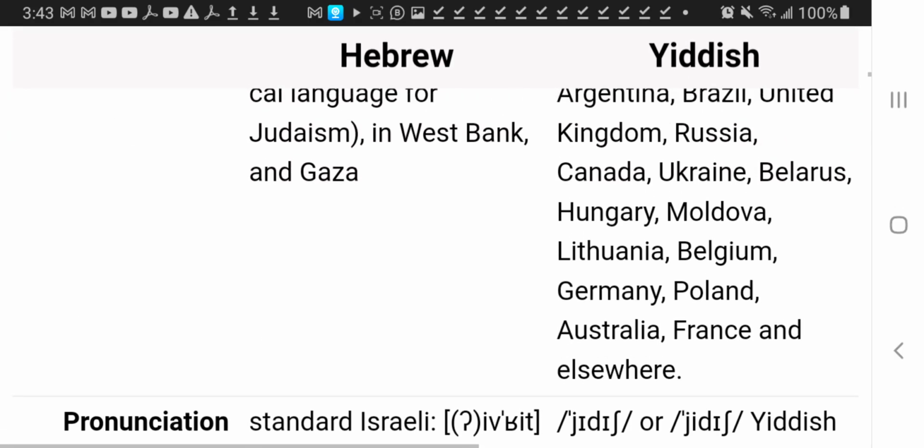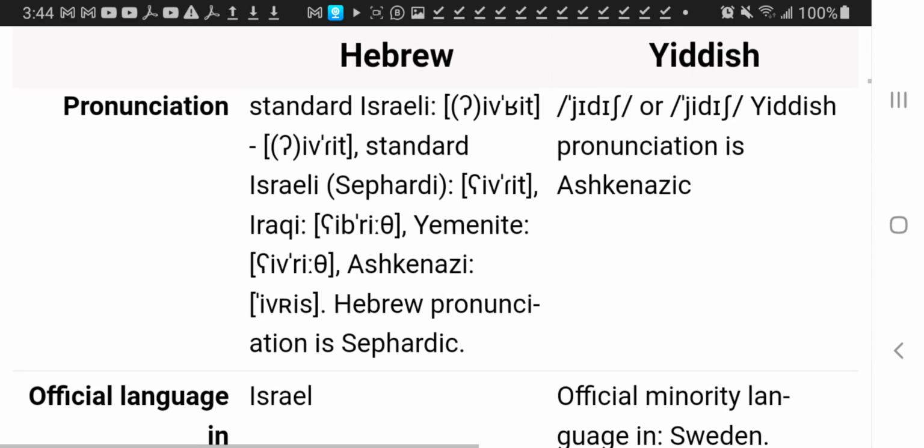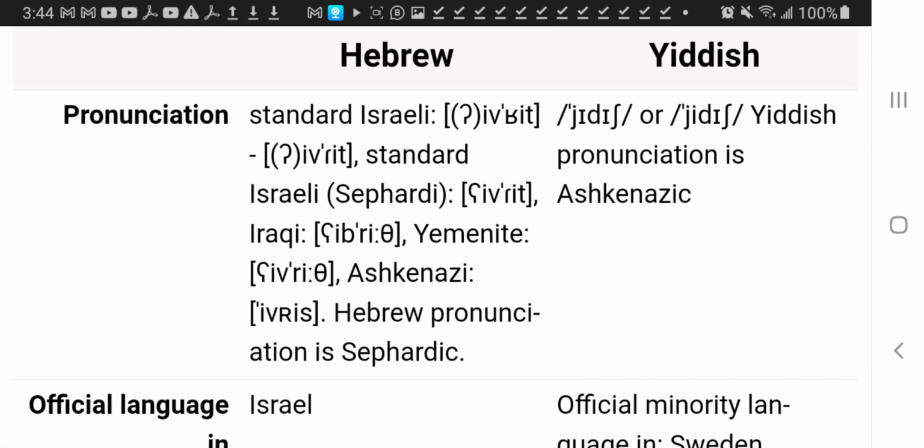You see, it mentioned a lot of the Eastern European, the Slavic countries. You see how they flipped it around? Bottom rail on top, top rail on bottom. Now we got to learn the difference between Hebrew versus Yiddish. Pronunciation standard Israeli, standard Israeli, that was Sephardic.